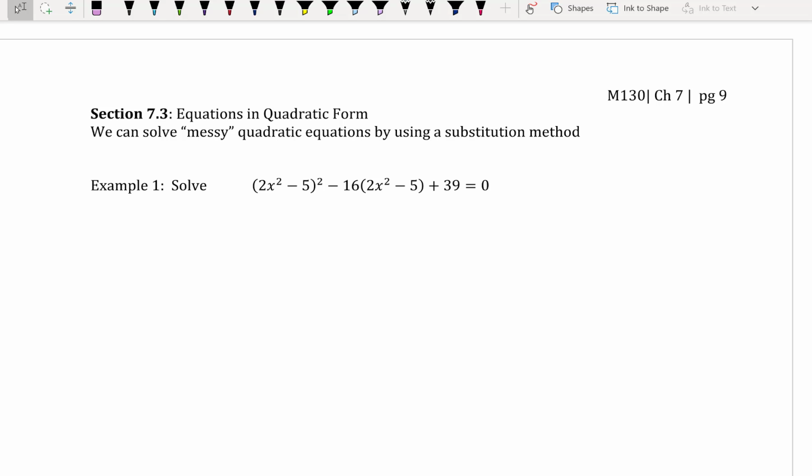Hello, Math 130 students. We are going to pick up on page 9, section 7.3, equations in quadratic form.